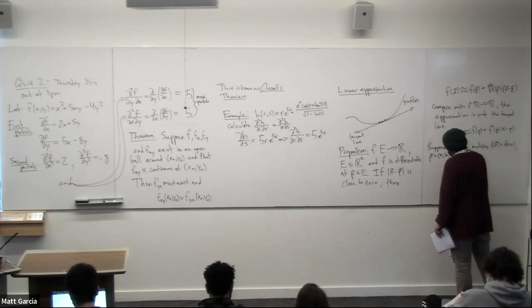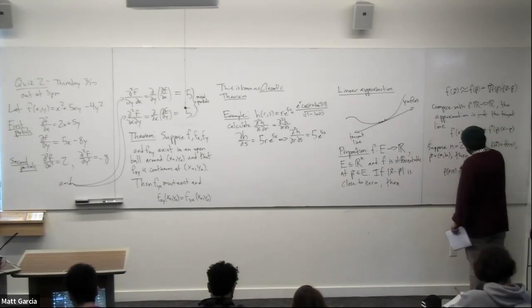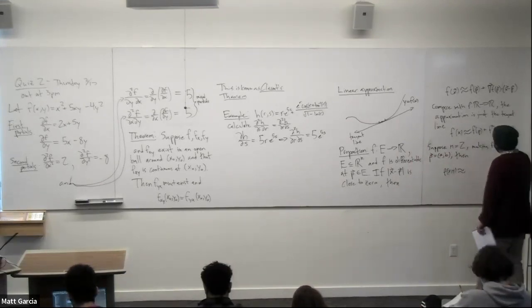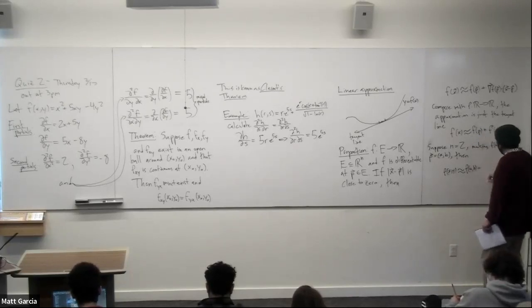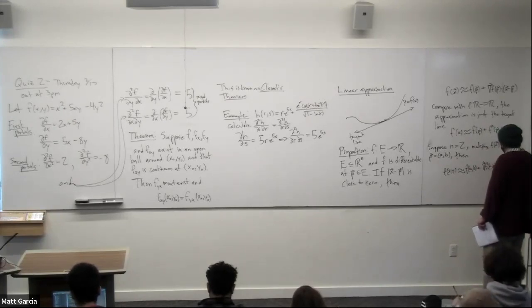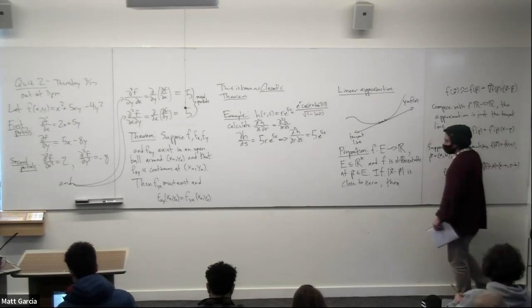We get f of x comma y is approximately equal to f evaluated at a comma b plus the gradient of f evaluated at a comma b dot x minus a comma y minus b. Now let's take this one step further.